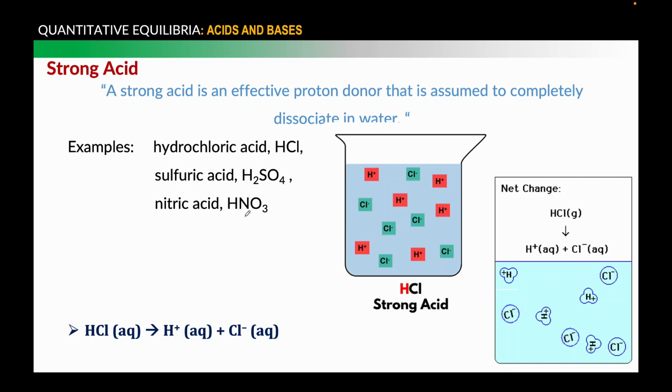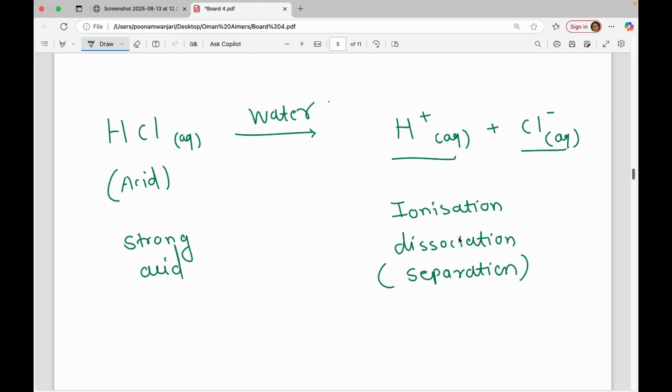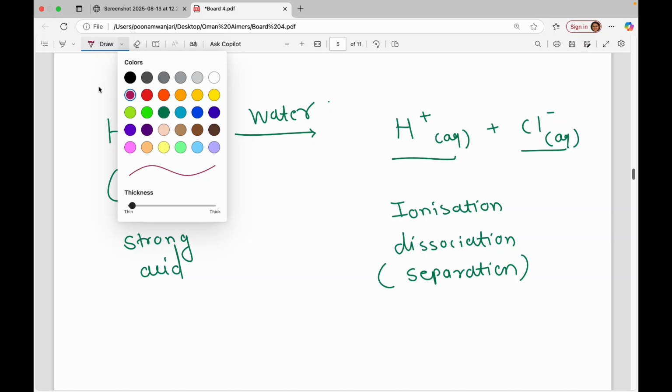Please note down, students, the definition of strong acid. Pause video and note down. Now, next to it, this is about strong acid.